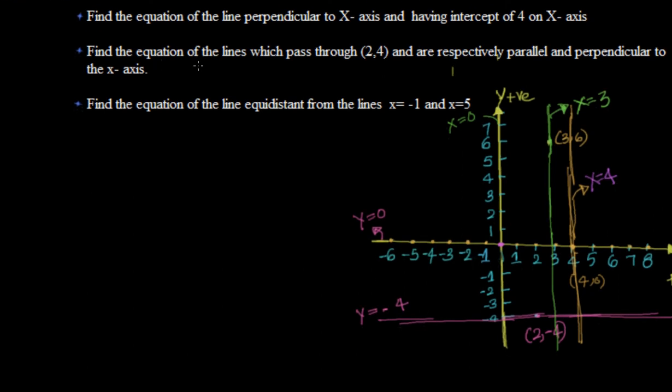So next one: find the equation of the lines which pass through (2, 4). The x value is 2, y is 4. So this is the point we are talking about, (2, 4). Now what we need to find is the lines parallel and perpendicular to the x-axis. So I need a line which is parallel to the x-axis. That means it will be like this, passing through (2, 4). And I need another line which is perpendicular to the x-axis, but it should pass through (2, 4). So that line will be like this, which will pass through, right.